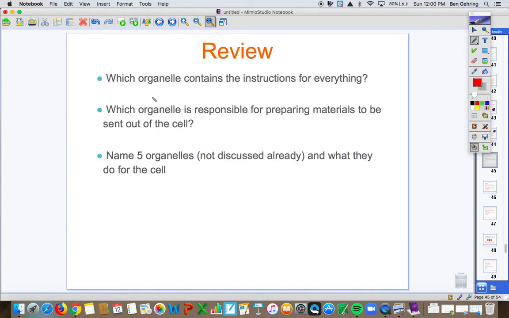So reviewing organelles. Which organelle contains the instructions for everything, keeps you alive, allows you to function and process and fix things and build and repair and maintain? Which organelle is responsible for preparing materials to be sent out of the cell? So what's our shipping center known as? Name 5 organelles. Not these 2. Name 5 different organelles and what they do for the body. Once you've done that, we'll continue on.